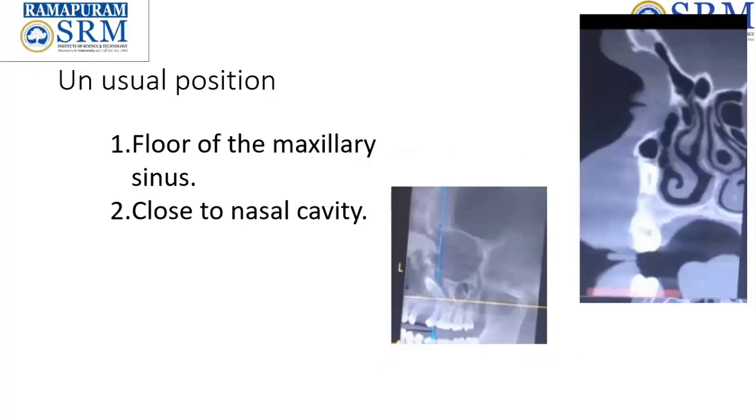There are also unusual positions of the maxillary canine. You can see unusual positions in the floor of the maxillary sinus, or close to the nasal cavity, or near the orbit also.